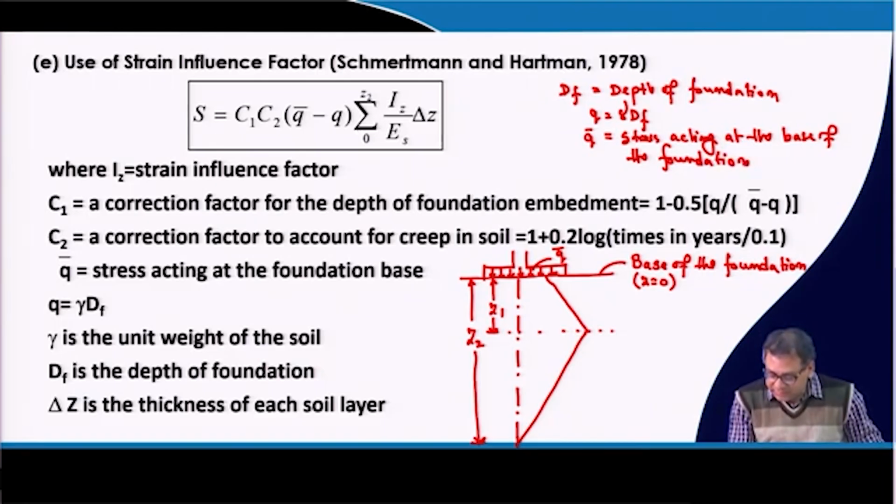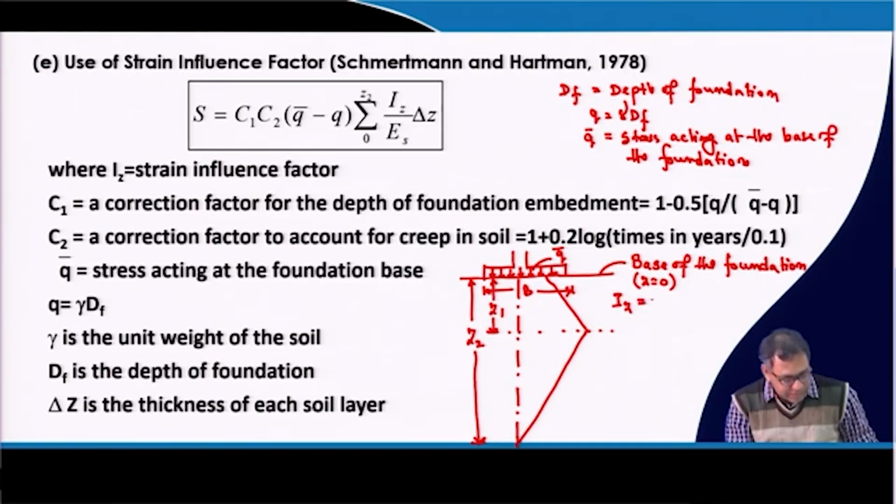Okay. So, that means here you consider the base of the foundation, where the net pressure that is acting is Q bar, and Q is gamma Df. Now, this is the influence line, the Iz line, and how will I get the Iz value? This is the width of the foundation, and Z equal to 0 is not at the ground surface, it is at the base of the foundation.